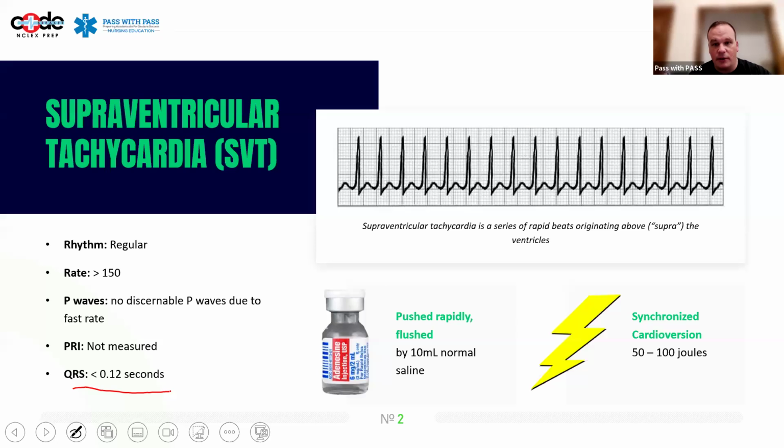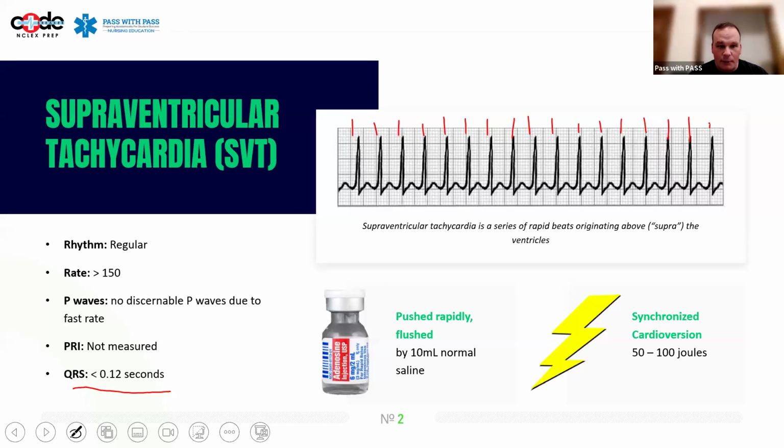It is regularly occurring, which means my R to Rs all march out and they're an equal distance from one another, and it is fast. So generally, we say that the beginning threshold for this heart rate is greater than 150 beats per minute. Okay. So narrow complex QRS, it is regular and it is fast, meaning greater than 150 beats in 1 minute.